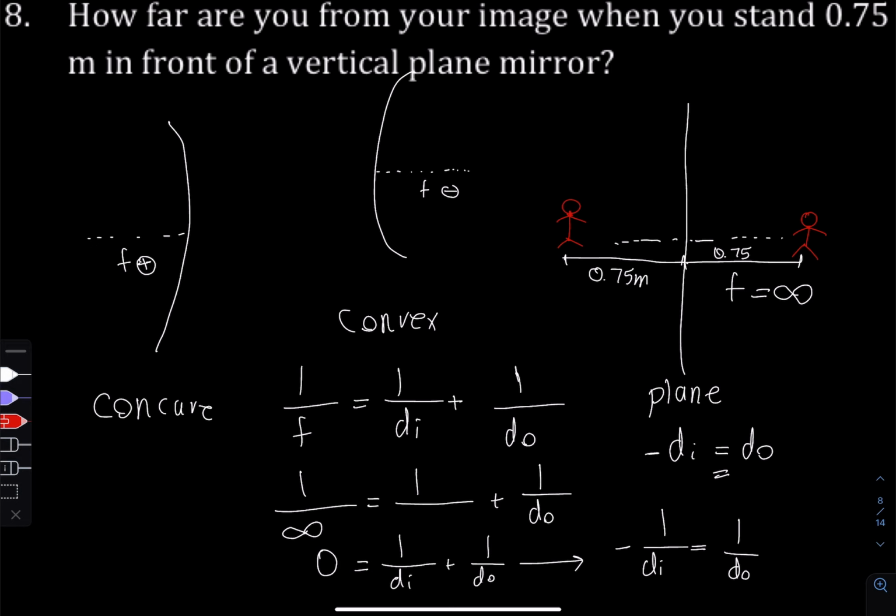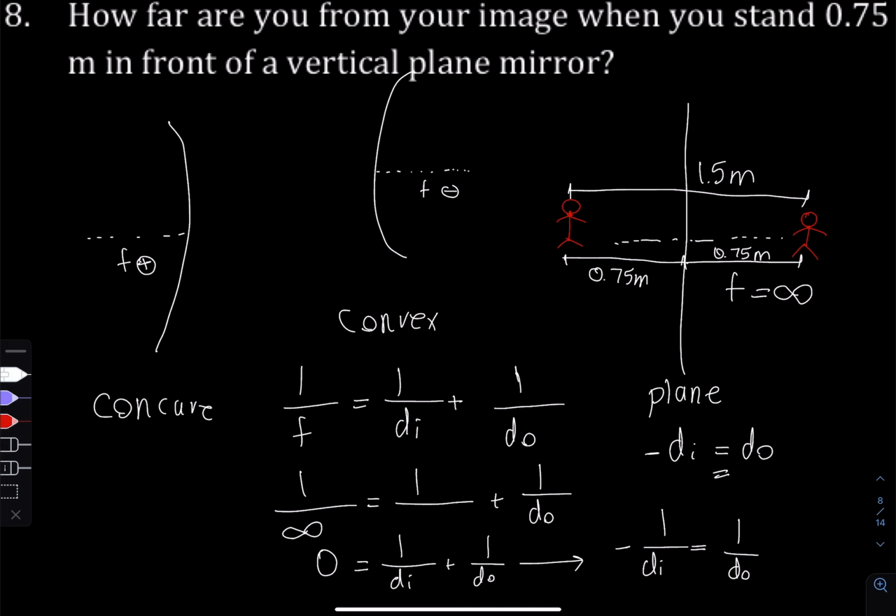So now they're not asking you how far your image is from the mirror, right? They're not asking for this 0.75. They're actually asking how far are you from your image, right? So how far are you from your image? So they're asking for this distance. And if you look at the diagram we drew, it's 0.75 plus 0.75, which is 1.5 meters. That's one way to think about it.